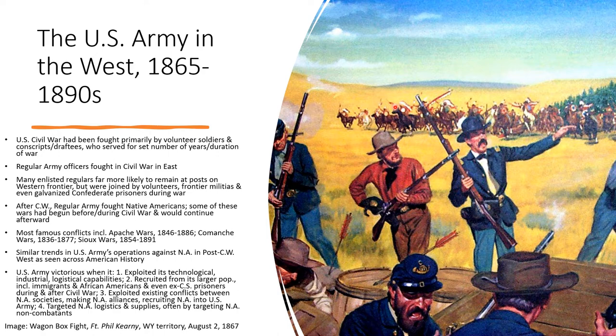In addition, the United States does a lot better when it exploits existing conflicts between Native American societies and makes alliances with other Native American powers, and even recruits Native Americans into the U.S. Army. And then to finish off its keys to success, the U.S. military would target the logistics and supplies of its Native American enemies, including in some cases Native American non-combatants. And this is what we call irregular warfare. These were trends that you see throughout American military history, and they're going to be key to the U.S. military success in the Indian Wars from 1865 to the 1890s.